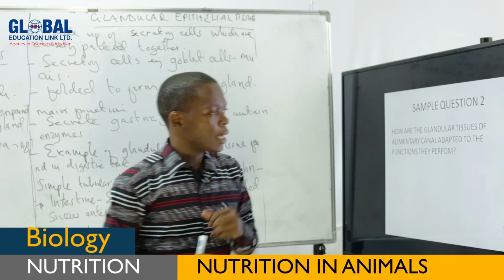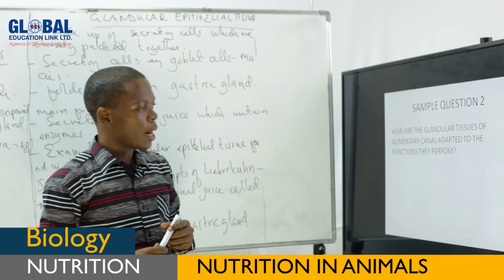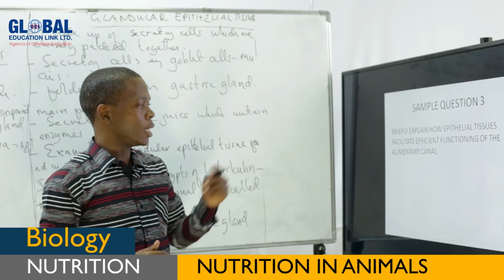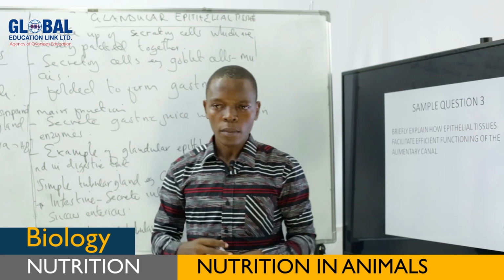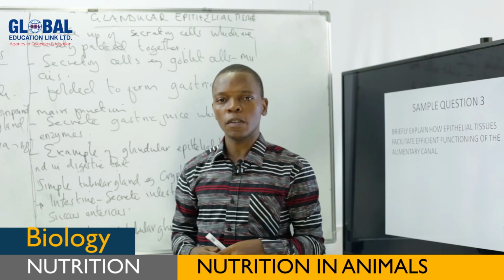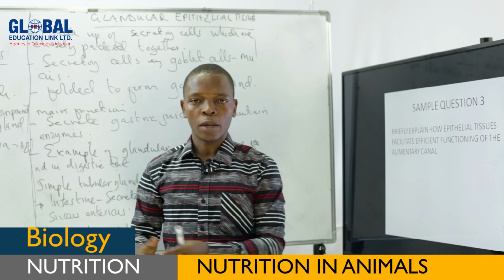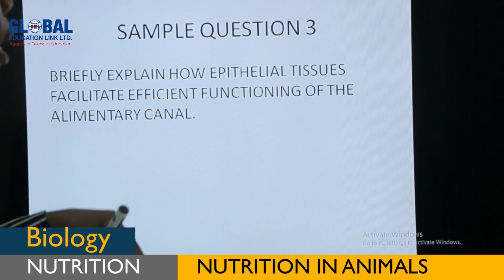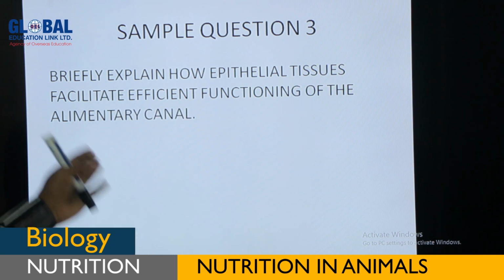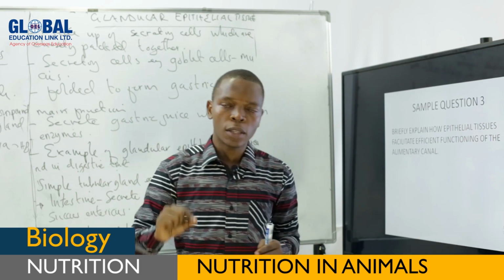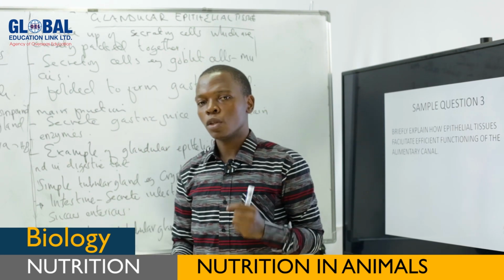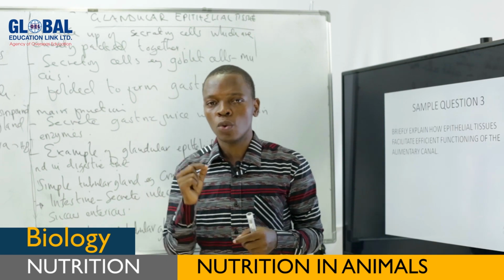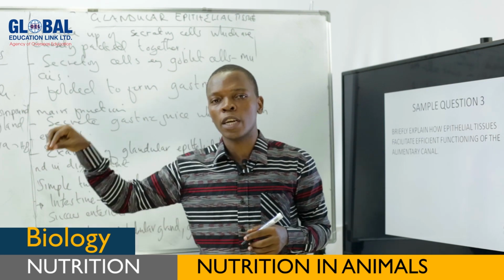Let us see another sample question that you may be asked from the concept of epithelial tissue, and this is: briefly explain how the epithelial tissues facilitate efficient functioning of the alimentary canal. Yes, epithelial tissues, we have those which are found in the digestive tract, we have those which are found in other parts of the body. The question needs you to explain how the epithelial tissues are adapted to the function they perform. First you need to know what those epithelial tissues found in the digestive system are. After knowing all of this, you then need to explain how they are adapted to the proper function of the digestive system.